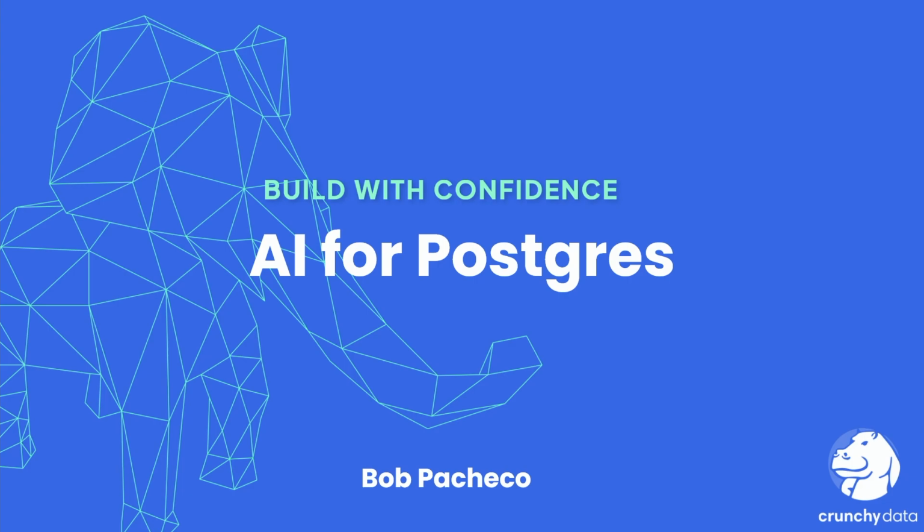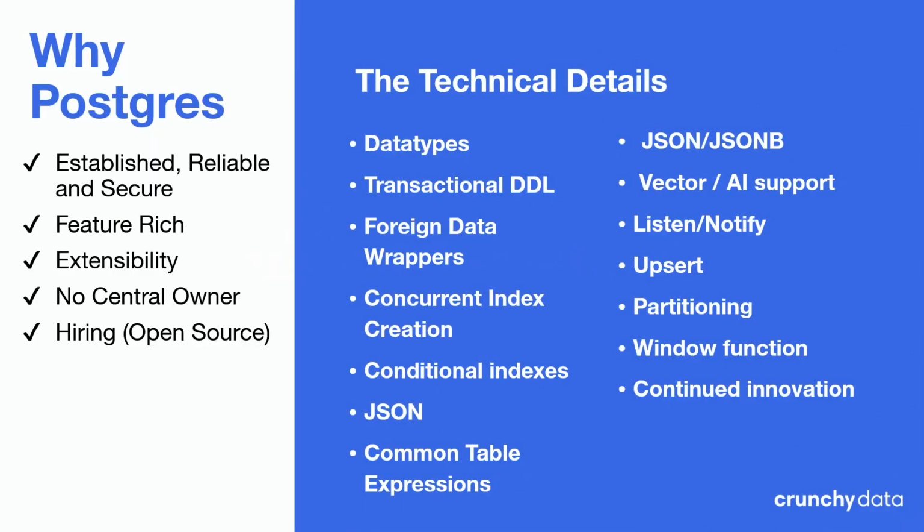So you may ask yourself, what does Postgres have to do with AI, and why Postgres at all? Well, the Postgres project started in 1986. It has been around for almost 40 years. It is reliable, feature-rich, extensible, and most importantly, it's open source with no central owner.